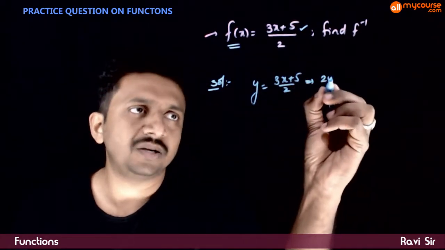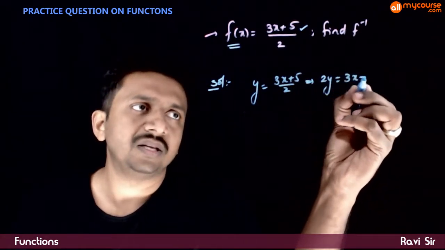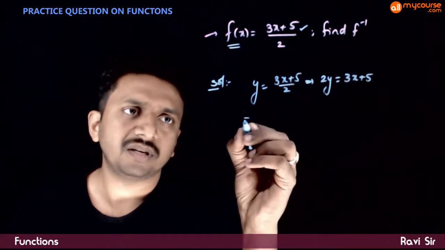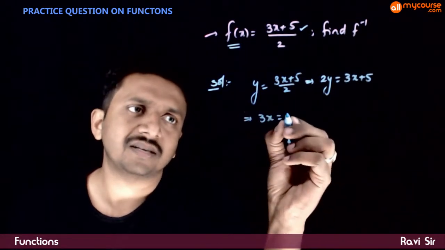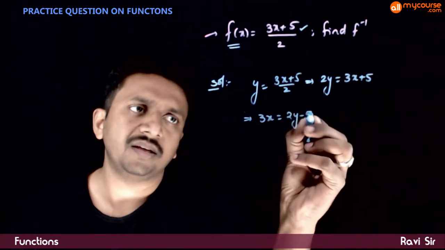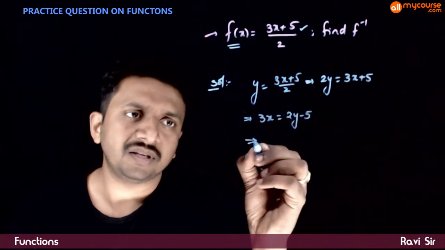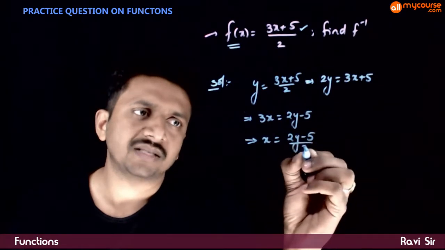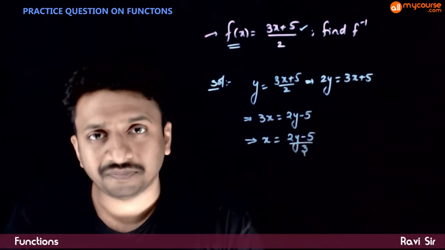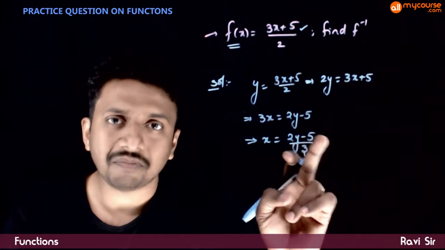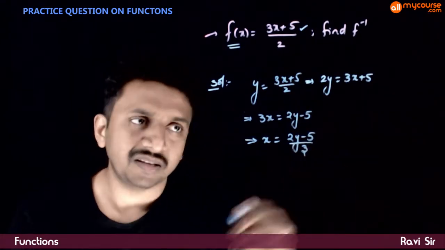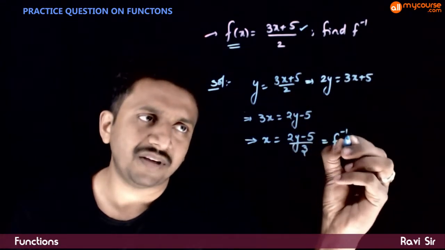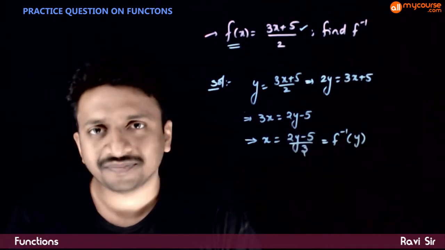So this implies that 2y is equal to 3x plus 5. This implies 3x is equal to 2y minus 5. This implies x is equal to (2y minus 5) by 3. (2y minus 5) by 3. So this is nothing but f inverse of y, right?